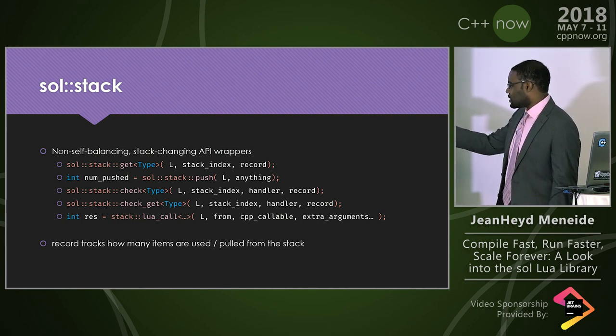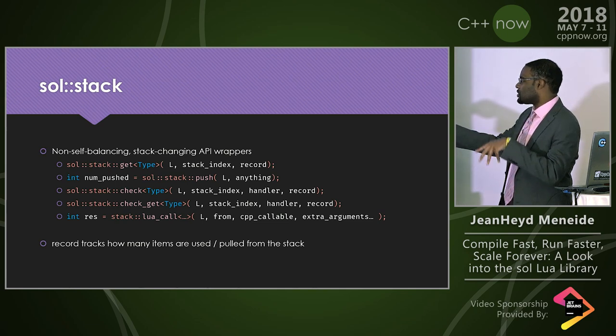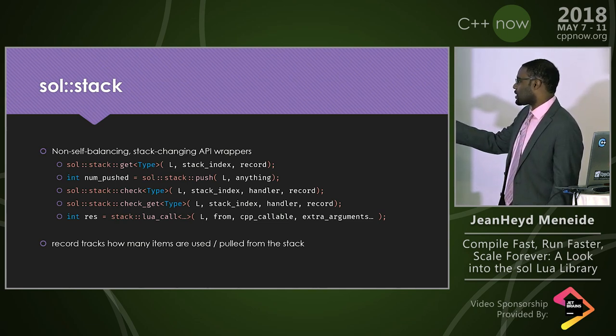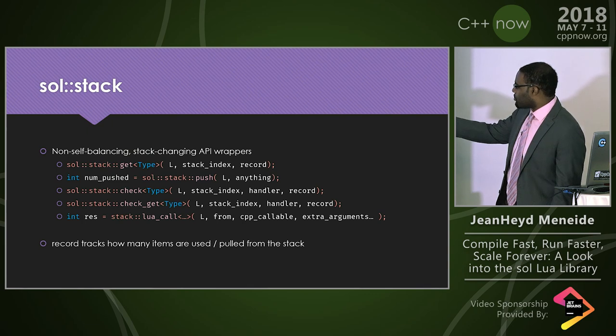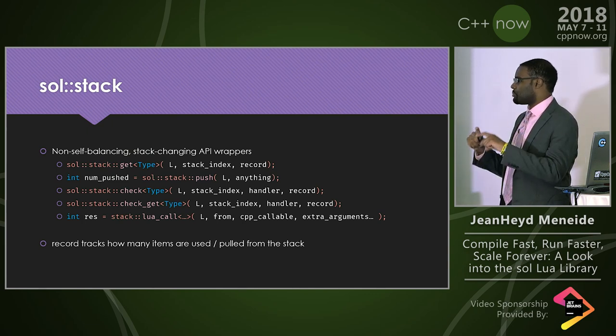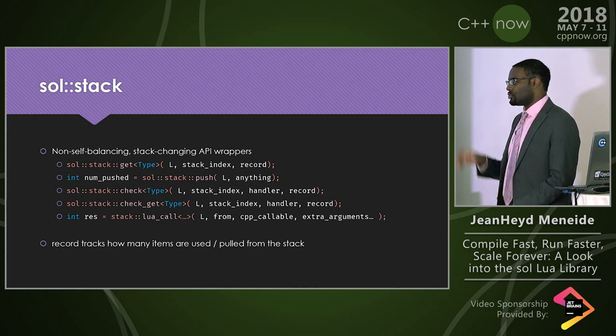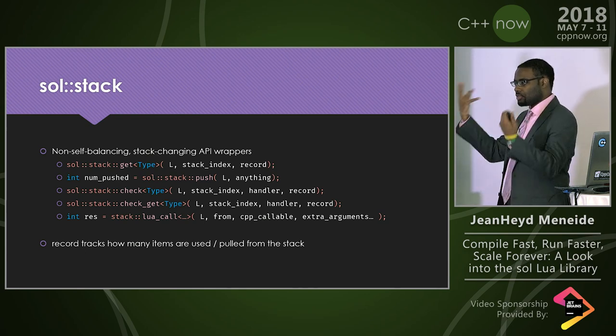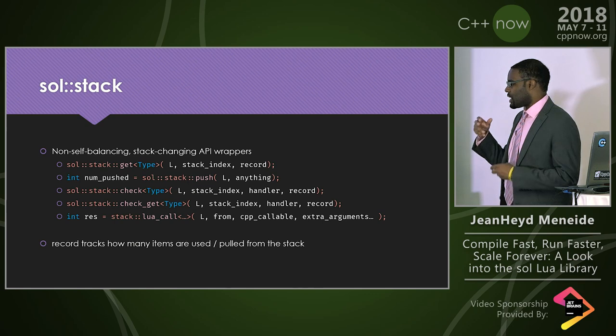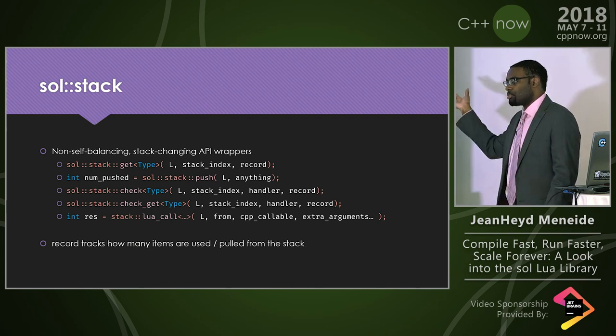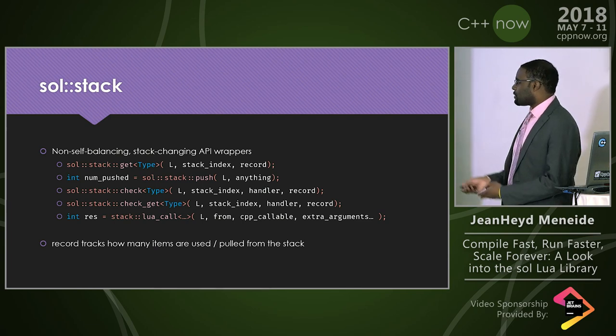And then we have a check_get here. This isn't really a special thing, this is an optimization. Its default implementation is just to call check, and if it succeeds, then call get. But sometimes Lua C API functions conflate both. So if you do lua_tonumber to get a number out of Lua, it also has an out parameter that basically tells you this is a number or it isn't, right? So there's some optimization potential here.